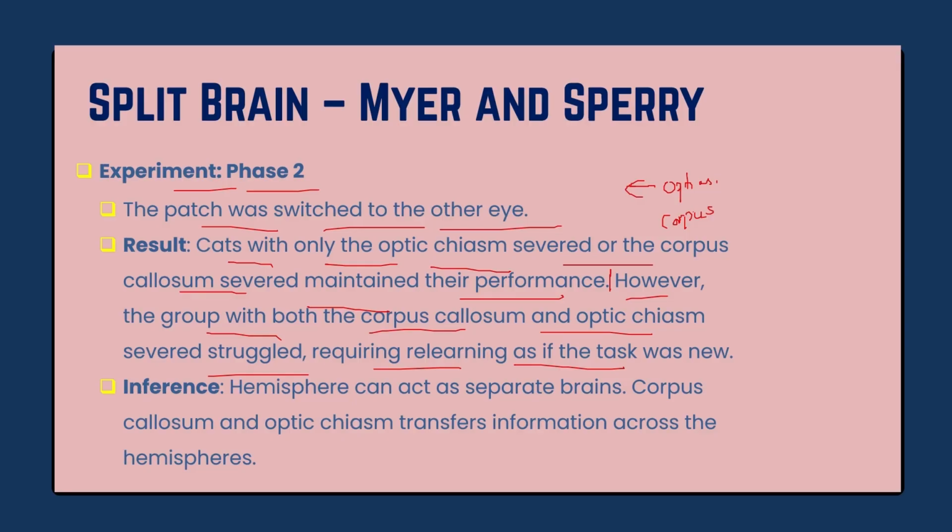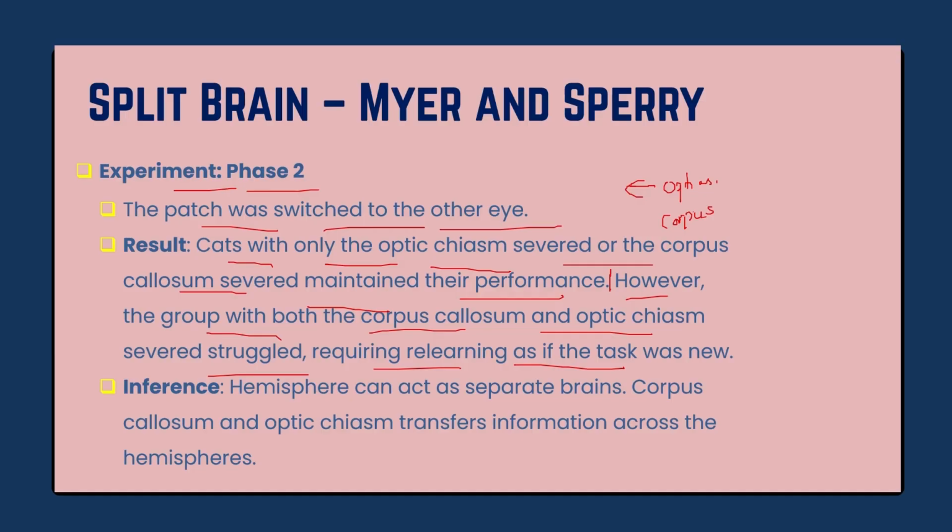What happened here is that the three control groups, first with the intact brain, those cats could learn the task easily the second time because they had already studied it the first time, so their performance continued. Same with the second category, which had the corpus callosum severed. Why? Because they had intact optic chiasm, because of which whatever their left eye learnt was transmitted to the right eye also. The same thing happened with the cats which had only optic chiasm severed, because whatever their left eye learnt about the lever was transferred to the right eye also through the corpus callosum.